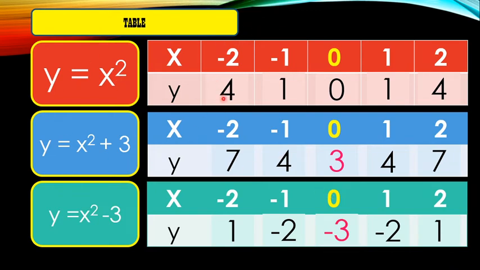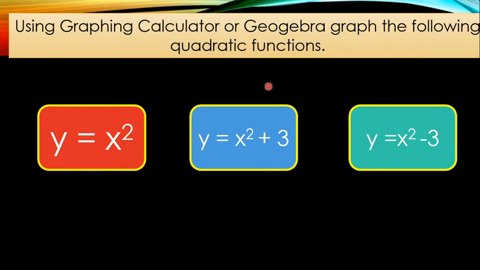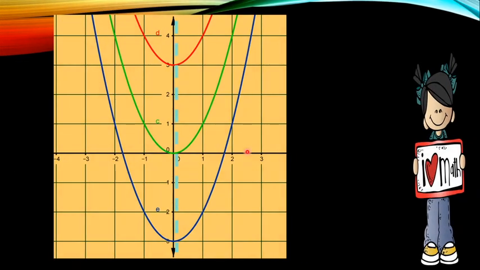Now given this table, we can form an ordered pair that you're going to graph using a graphing calculator or GeoGebra. Remember, I created a separate presentation on how to use GeoGebra or a graphing calculator. So we can easily graph these functions. By entering this function into GeoGebra, we can show this graph. So here is the graph.